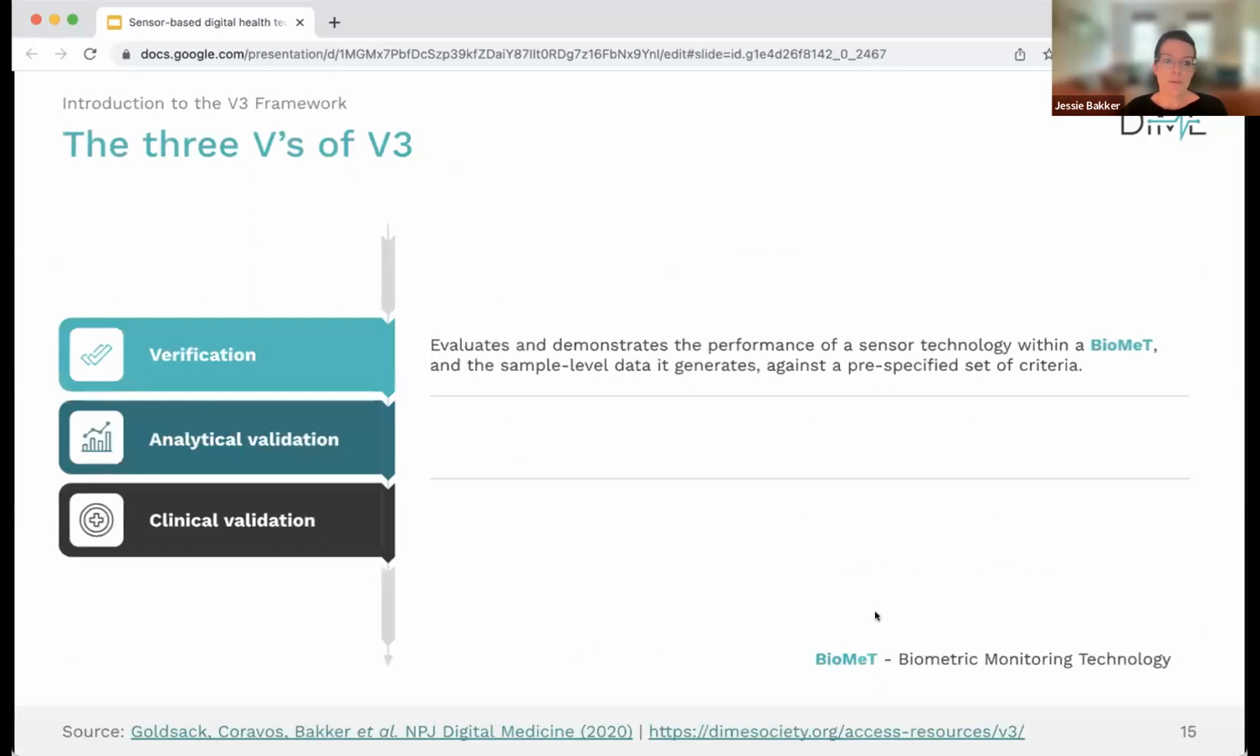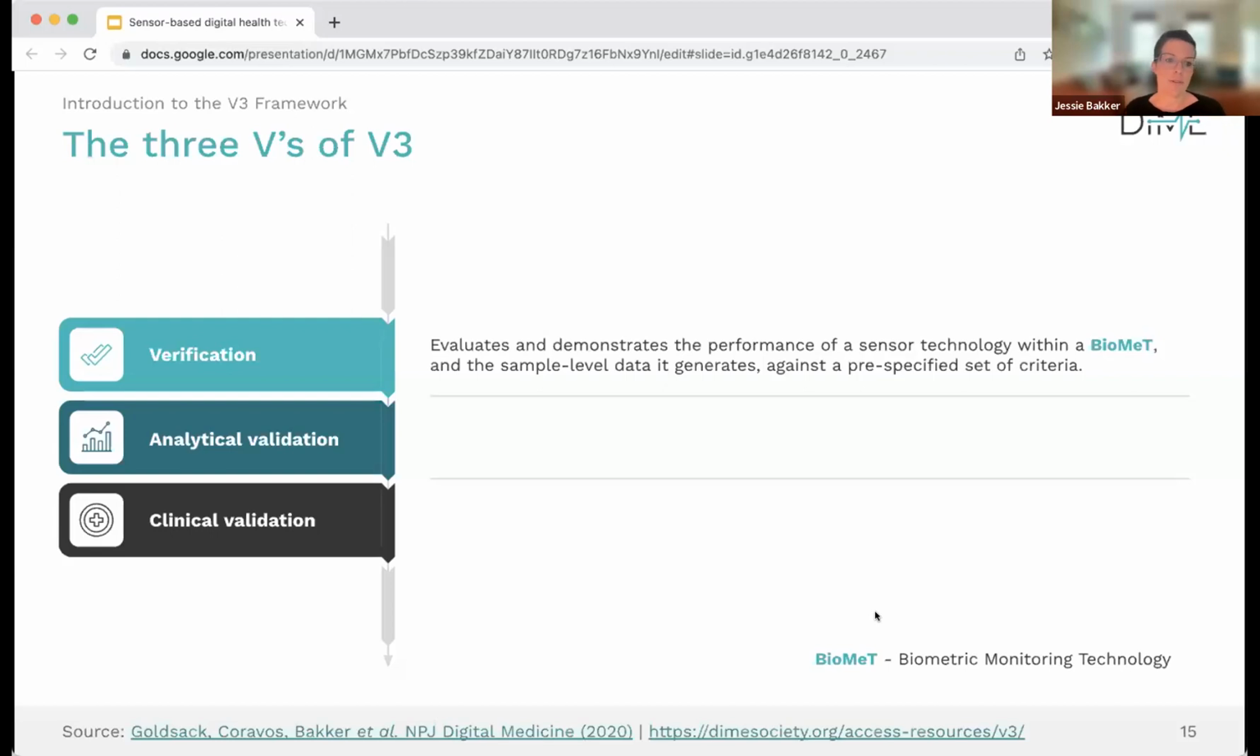So I'll walk through now the 3 V's of V3. The first is verification. I'm sure this is a process that's familiar to many of you. Verification evaluates and demonstrates the performance of the actual sensor, which is contained within the form factor of the tool itself. So it might be a wearable, it might be an environmental sensor, like something that sits next to the bed or a mattress pad or something like that. It can also be an implantable or an ingestible sensor. But regardless, the verification process focuses on the quality of the sensor or sensors.